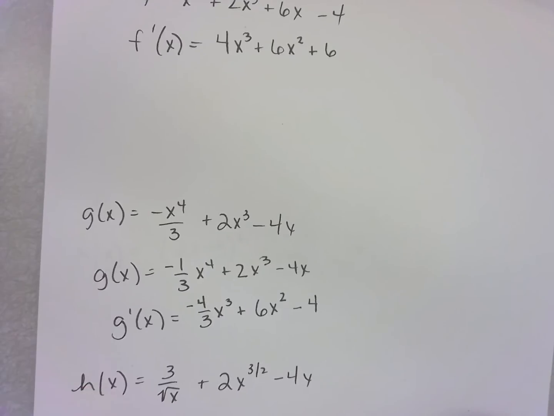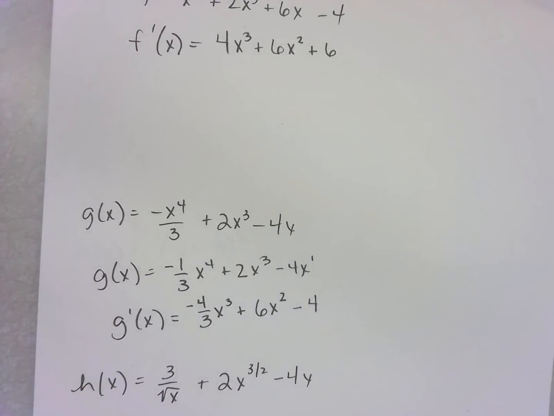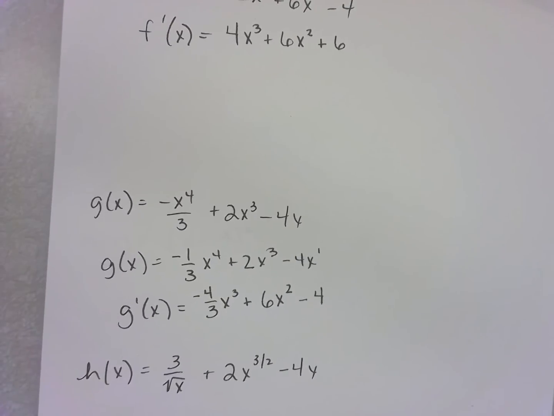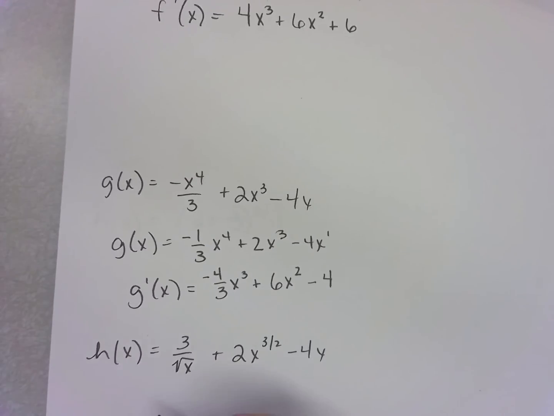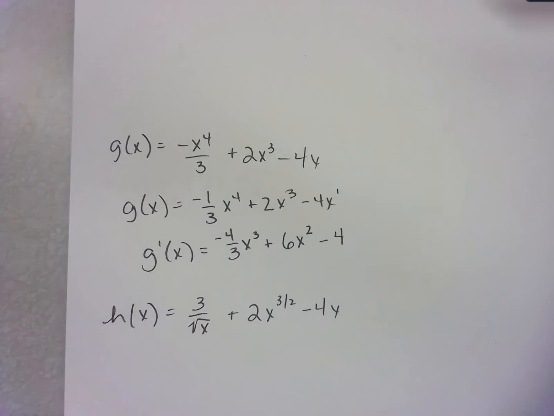The ones with the plain x just get dropped off. Technically there is a power of 1 here, but 1 minus 1 is 0, and anything to the 0 power is 1, so the x just goes away.